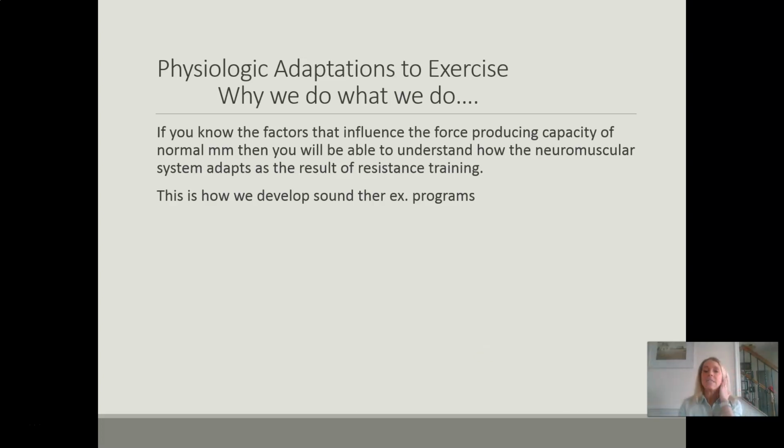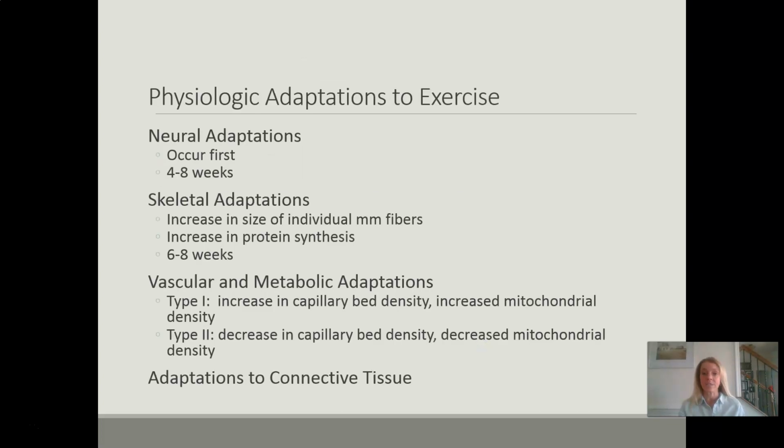So as far as physiologic adaptations to exercise, we all know that once you start to exercise, if you continue with it, it starts to get easier. And some of the reasons for that are your neural system or your neuromuscular system starts to adapt. And that usually occurs first. That happens within the first 4 to 8 weeks of doing regular types of exercises.